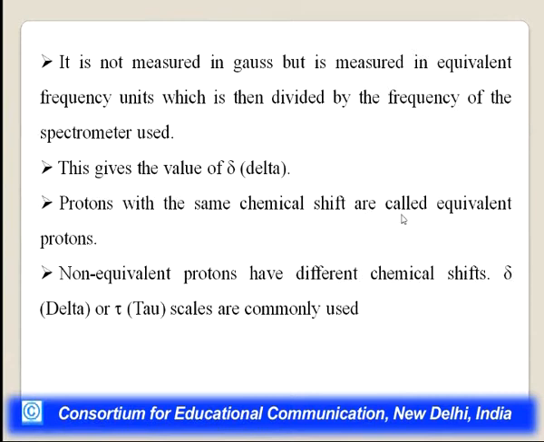Protons with the same chemical shift are called equivalent protons, and those with different values are called non-equivalent protons. We can compare these values with respect to delta. You can see the scale of delta or tau.